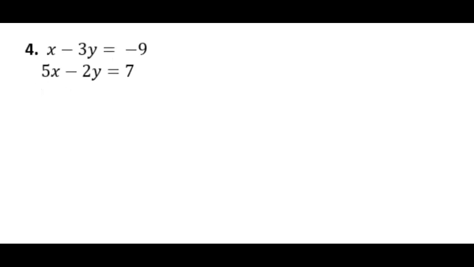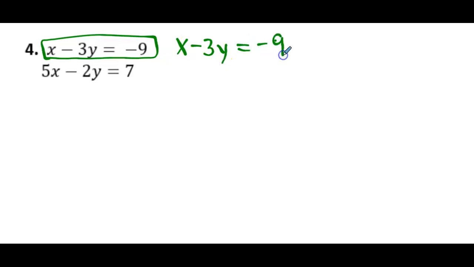So number 4, I can easily solve for an x equals or a y equals. What would I solve for in this first equation? Would I solve for x equals or y equals? I'm hoping you said x equals. So I could take this and rewrite it: x minus 3y equals negative 9. And now I can solve that for x. I can get x by itself. If I do that, what am I going to have to move? My minus 3y. So I have to do that by adding 3y to both sides.